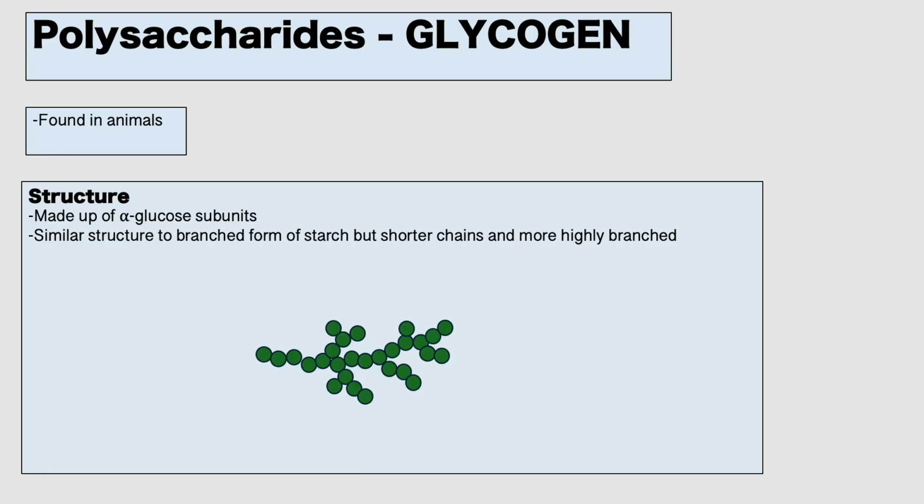Okay, now moving on to glycogen. Glycogen is a storage compound found in animals and not plants. It's got a similar structure to starch, but with shorter chains and is more highly branched. And just like starch, it's made of alpha glucose.